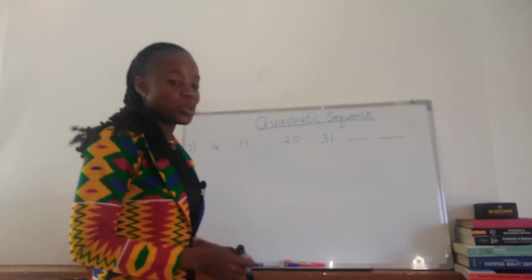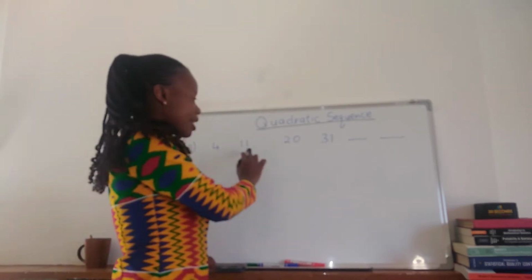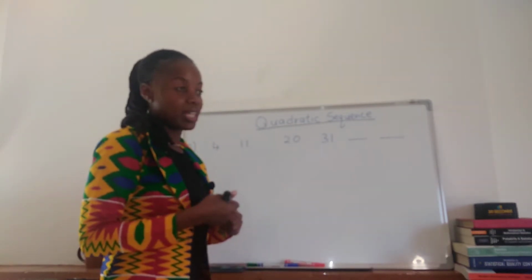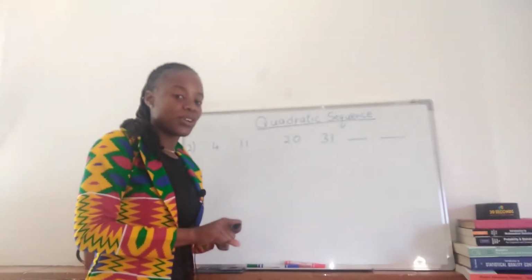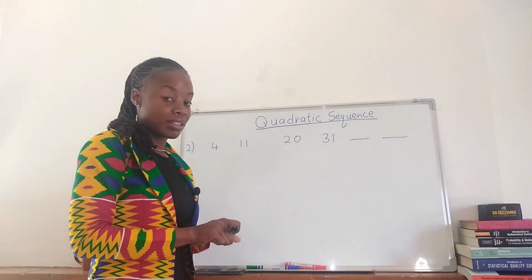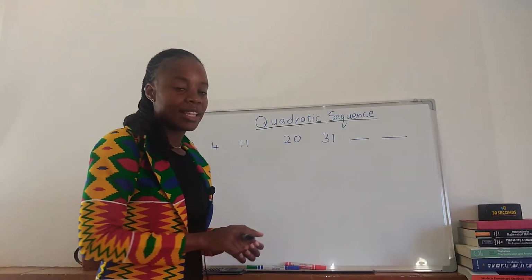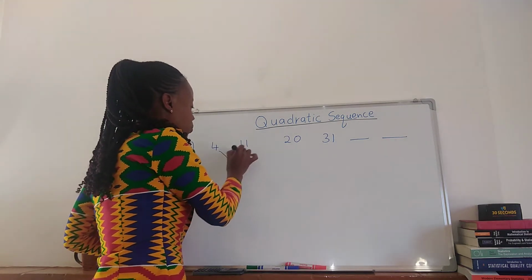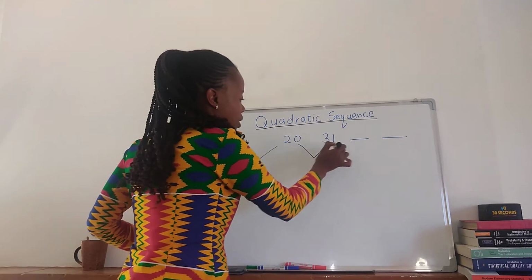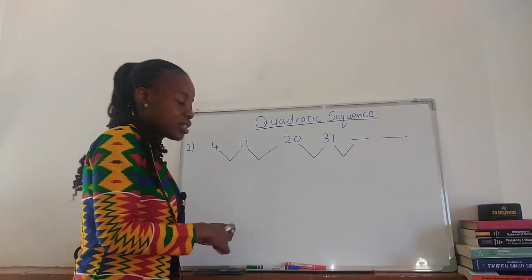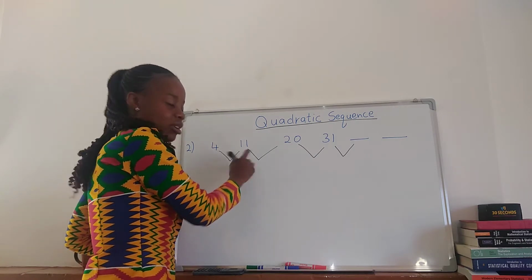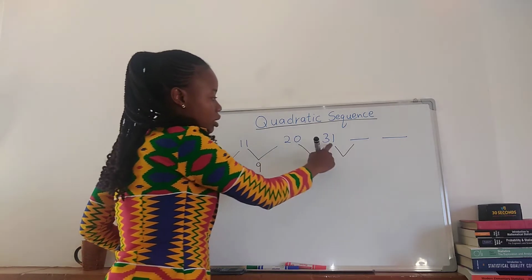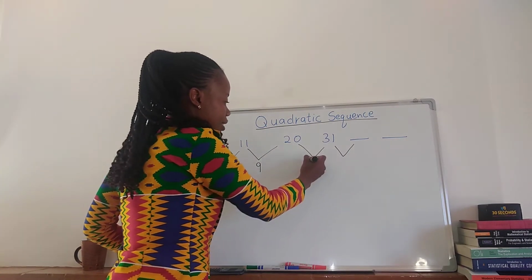Okay, number 2, we have 4, 11, 20, 31, dash, dash. We're going to find the next 2 terms, and after that, we are going to find the nth term expression for this sequence. So at first, we look for the first difference. From 4 to 11 you add 7, from 11 to 20 you add 9, from 20 to 31 we are going to add 11.